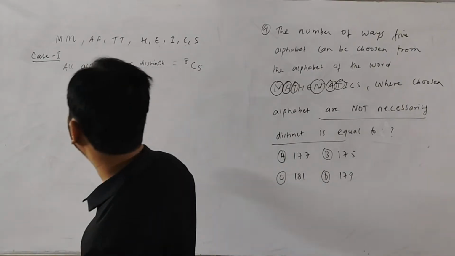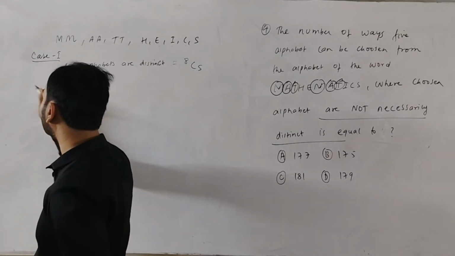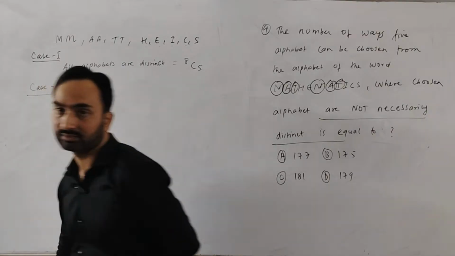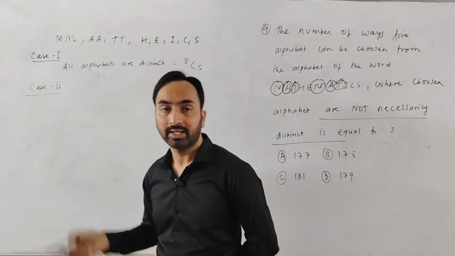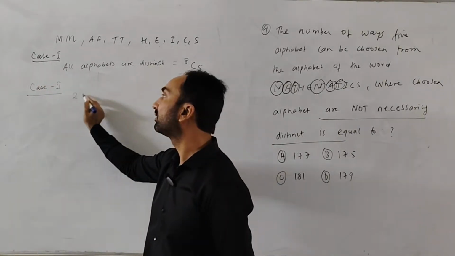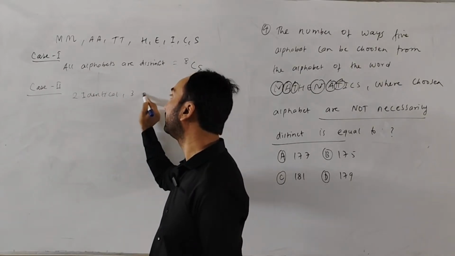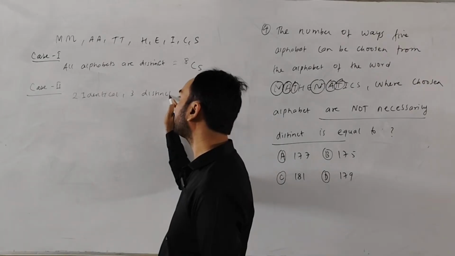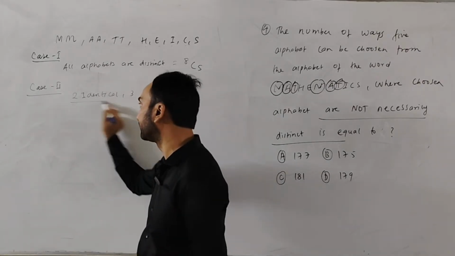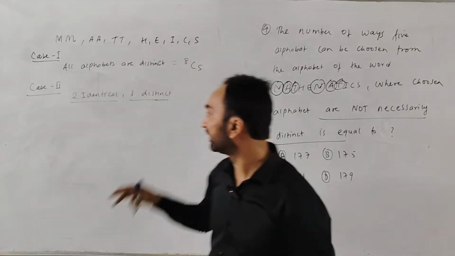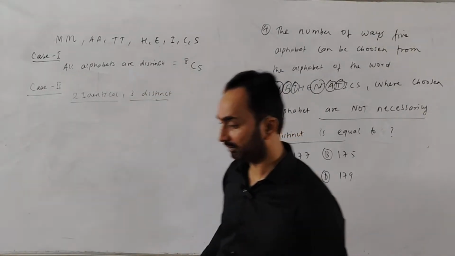Now there will be some repetition. Let's suppose one of the alphabets is repeated. It means 2 identical and 3 distinct. This case is where one of the alphabets is repeated 2 times and the rest 3 are not repeated.